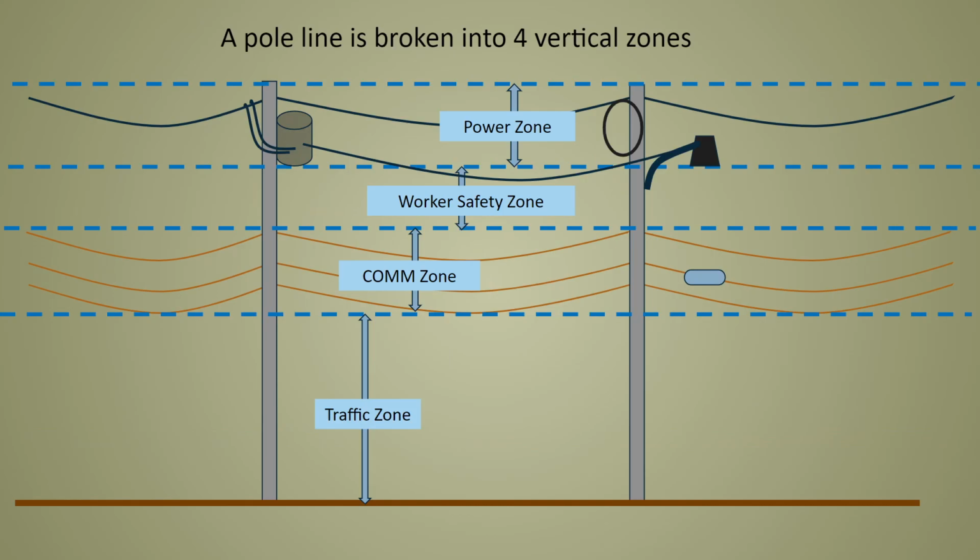So on a pole, there are 4 zones. No matter where you are in America, there's always going to be 4 zones on a pole: power zone, worker safety, comm zone, and your traffic zone.